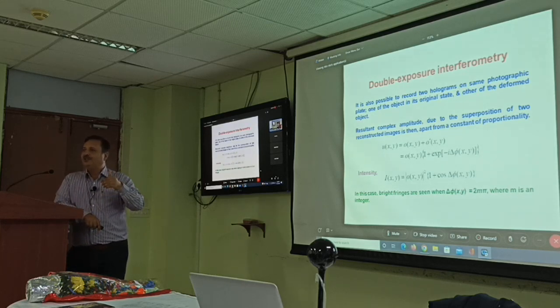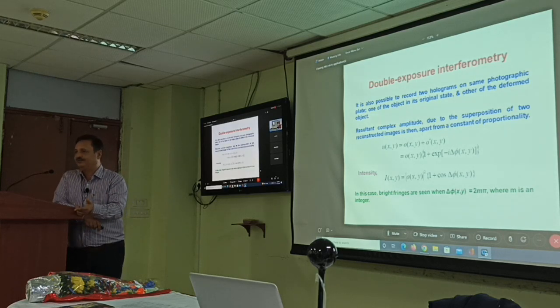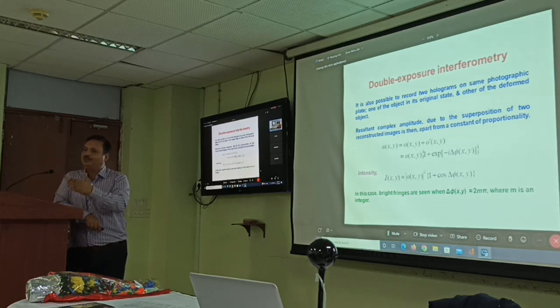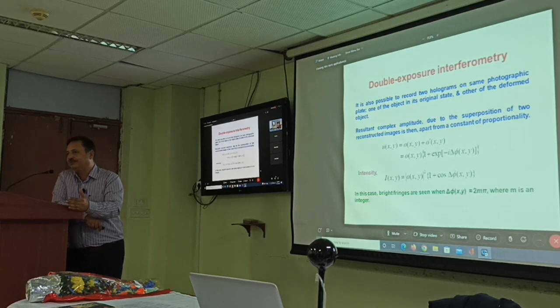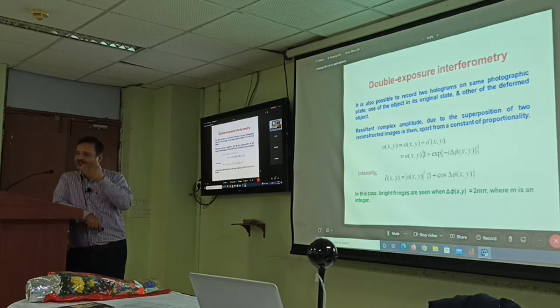The benefit is you don't have to develop the hologram until we have recorded both the holograms. In the previous case, I mentioned you have to have the developed hologram, it has to be replaced at the same location, and then you have to illuminate it with the reference beam. So what is done here? Here you don't have to develop them. You are recording 2 holograms together, simultaneously, on the same photographic plate, one with the object at rest, another one with deformation.